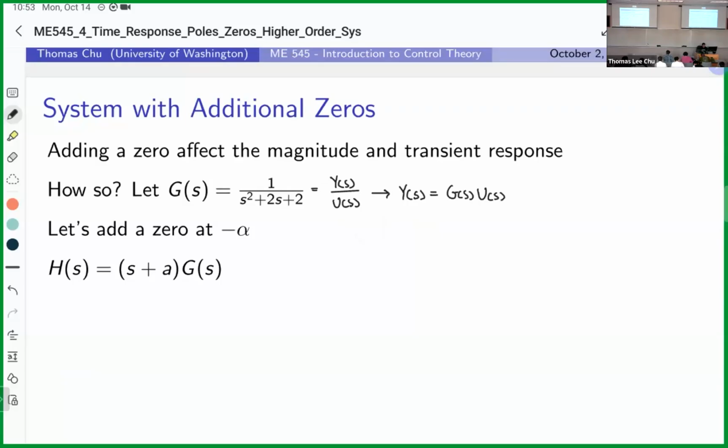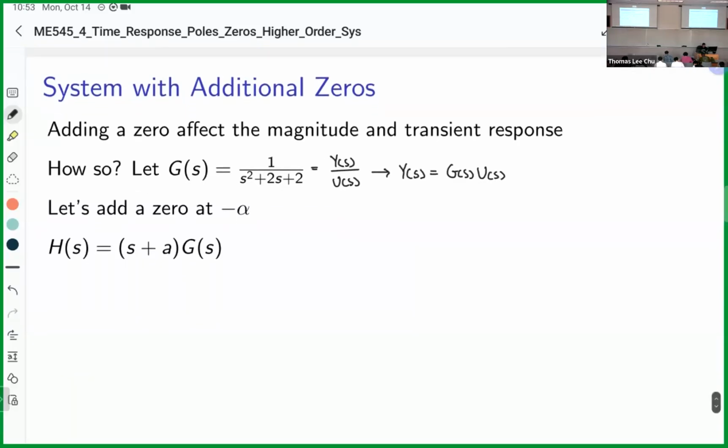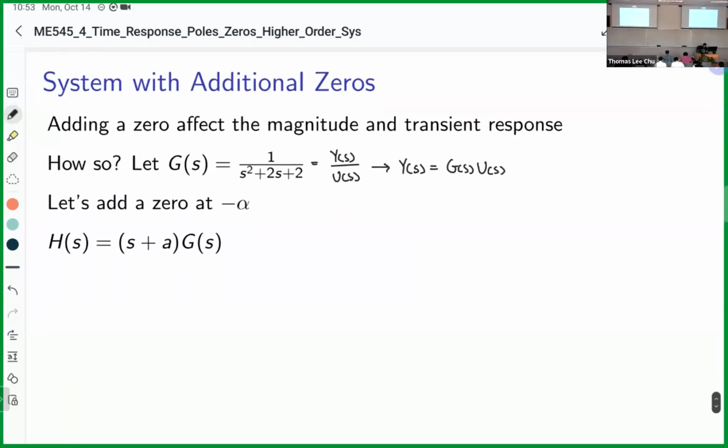So now if we add a zero at minus alpha, let's redefine the new transfer function H of S as the zero added at minus alpha multiplied by G of S. And all of that is just going to be S plus alpha. Oh, I see a little error. This should be alpha. S plus alpha divided by S squared plus 2S plus 2.